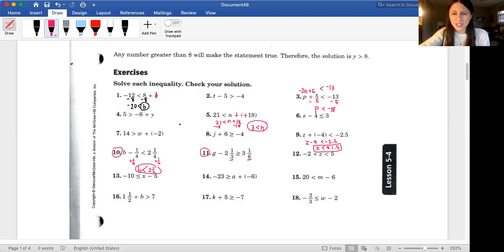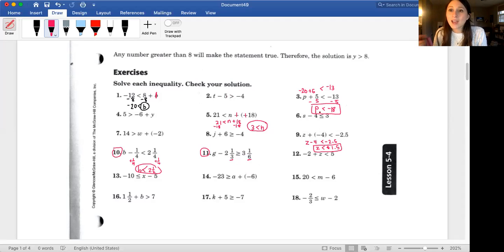Now that's the main idea here. You're really not doing anything new. You're just bringing that inequality sign down and writing that instead of an equal sign. And then when you read your number sentence of your answer, what you see is that your value for P, there's actually more than one possible solution.